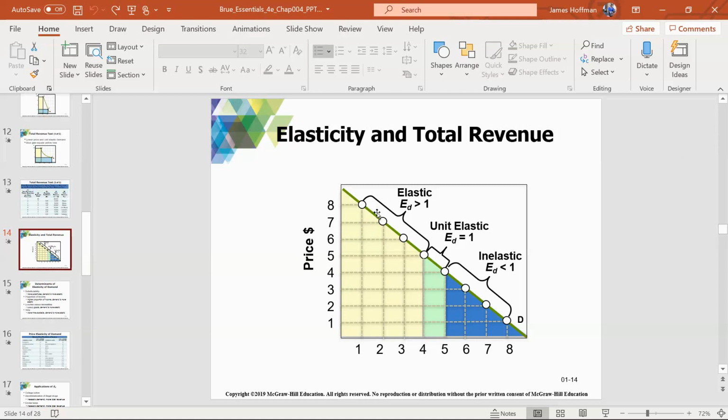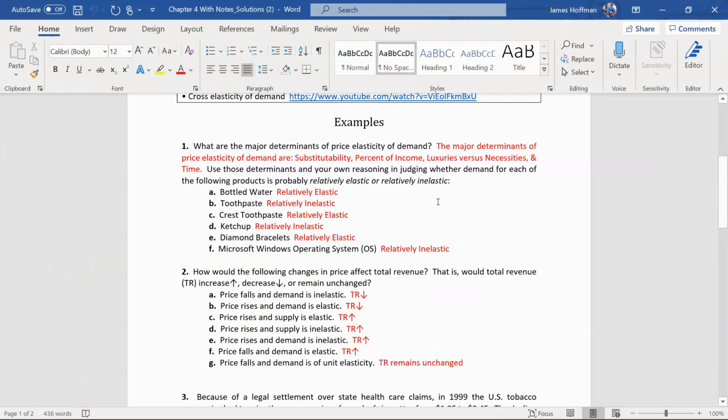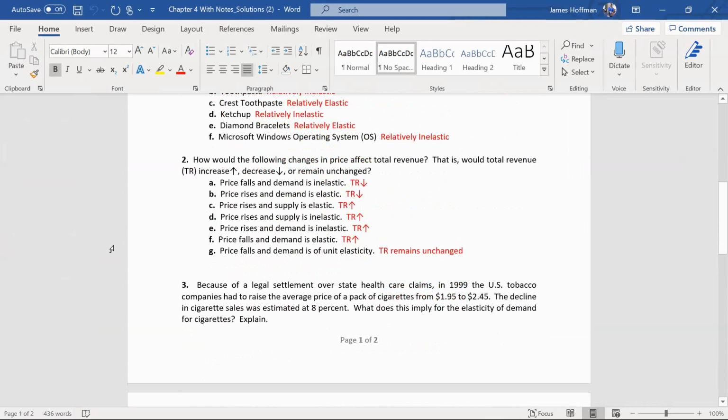So in this region, lowering price increases revenue. In this region, increasing price increases revenue, and then the opposite is true as well. So that's what we're talking about here. Alright, so if price falls and demand is inelastic, what happens to total revenue?